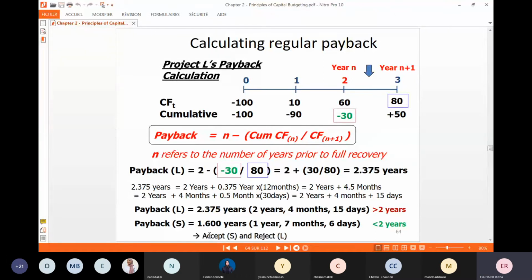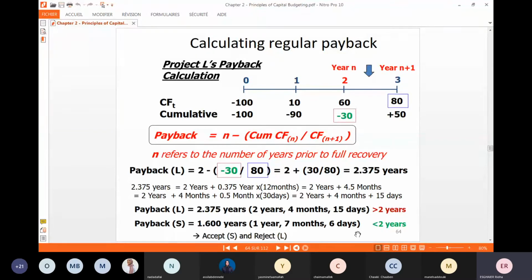If we apply the same principle to the project S, you get 1 year, 7 months, 6 days. It means we recover our initial investment after 2 years, 4 months, 15 days for the project L, and 1 year, 7 months, 6 days for the project S.